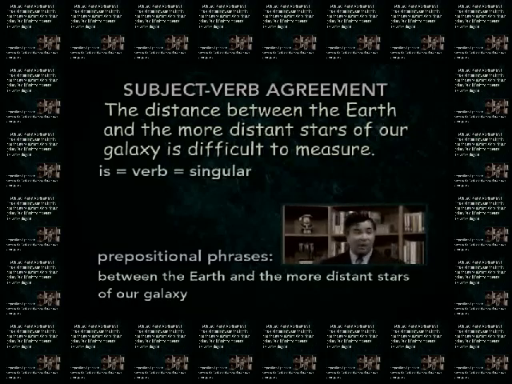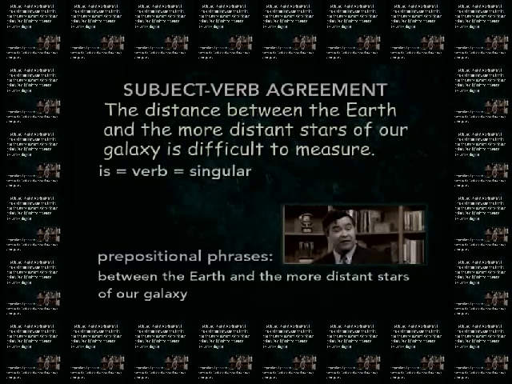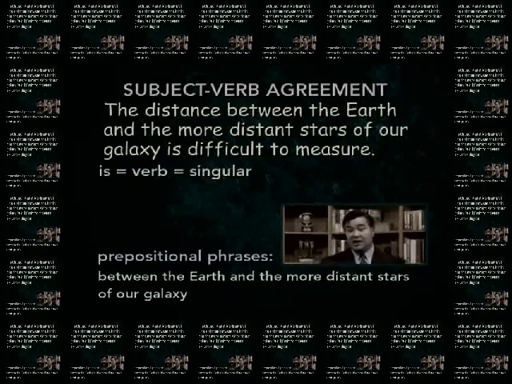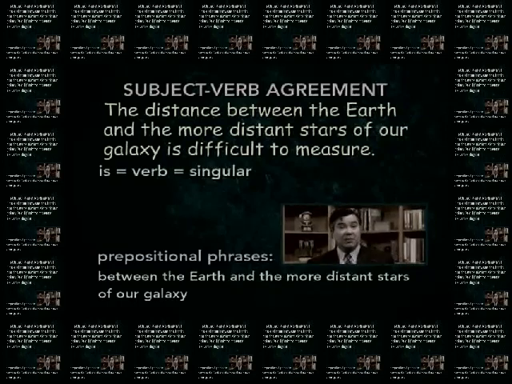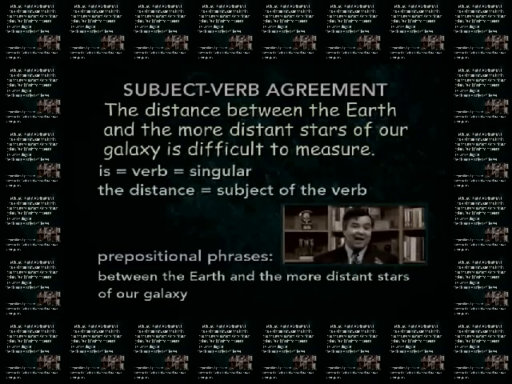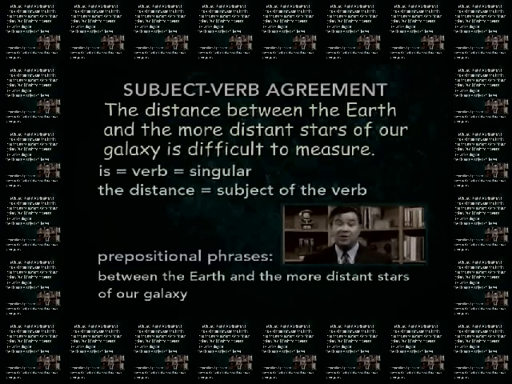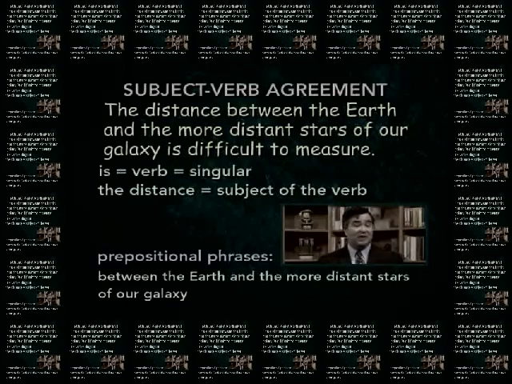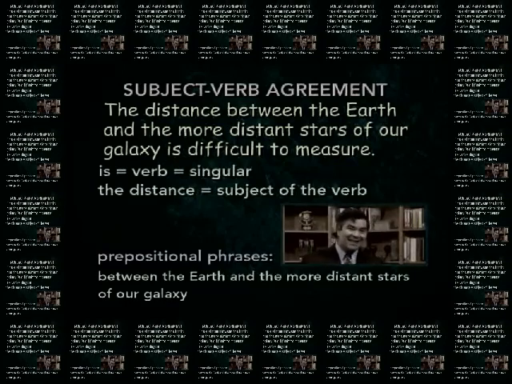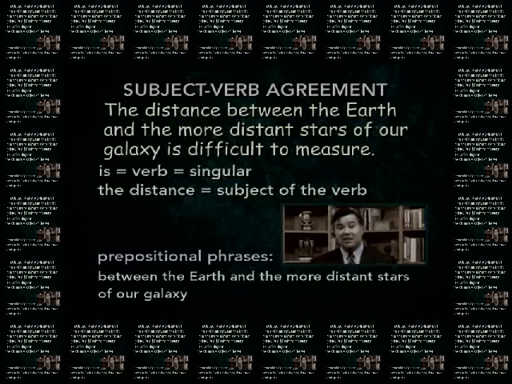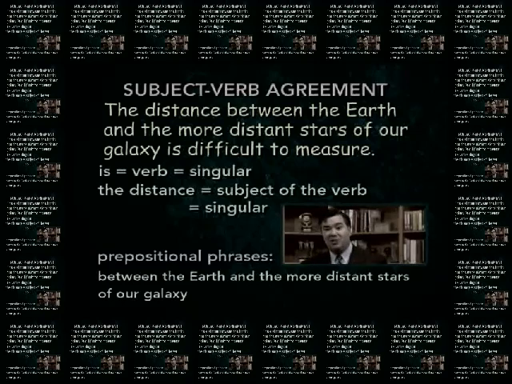Between and of are both prepositions, and the words that follow those prepositions and are linked to them are the objects of the prepositions. By eliminating those phrases, we can see that what's left is the distance. And in fact, that makes sense. After all, that's what is difficult to measure. The distance is what is difficult to measure. So the sentence is saying that the distance is difficult to measure. Distance is a singular word, and so the singular verb is correct.